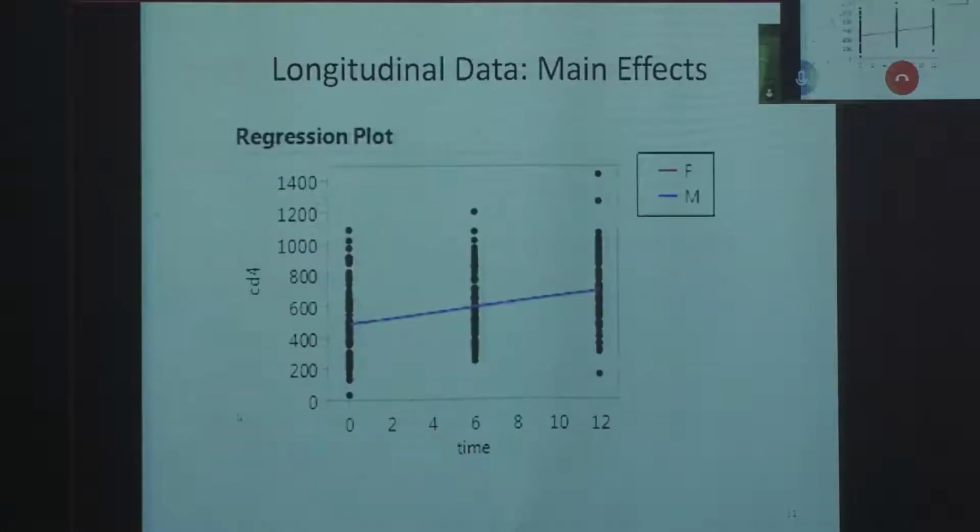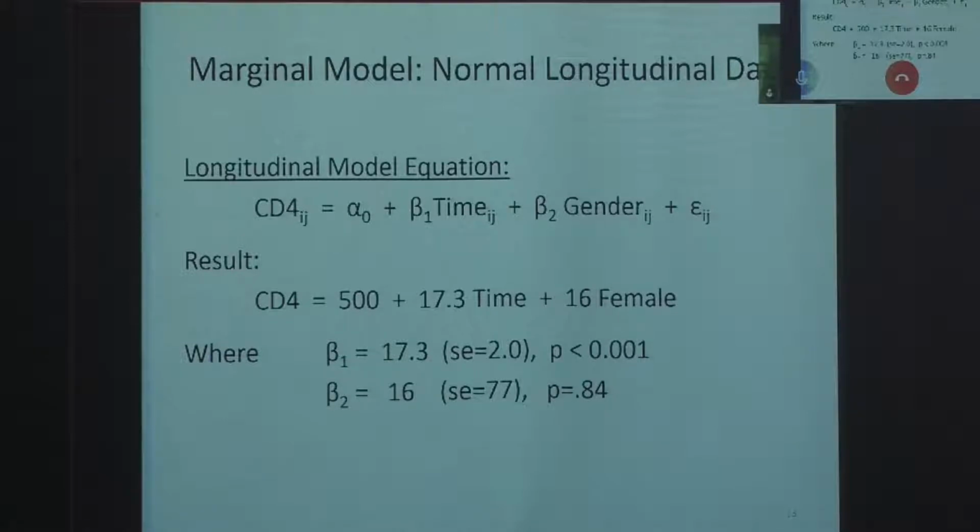And when we fit the model, this is what the picture would look like. We have CD4 counts at baseline, at 6 months, at 12 months. We put together a regression model where there's a slope for men and women and a very small difference between men and women. The red and blue lines represented pictorially on the last slide, but running it, this is the result. CD4 count equals 500, that's the intercept. So that's where men start from. 17.3, the same slope for men and women. So CD4 counts increase by 17.3 cells per month.